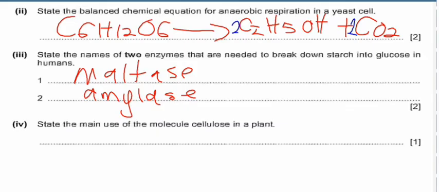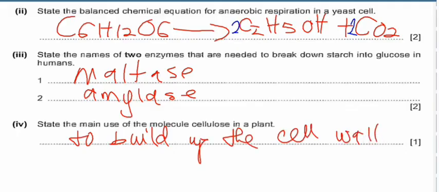Roman numeral number 4. State the main use of the molecule cellulose in plants. So cellulose is used to build up the cell wall. That's all. The next one.